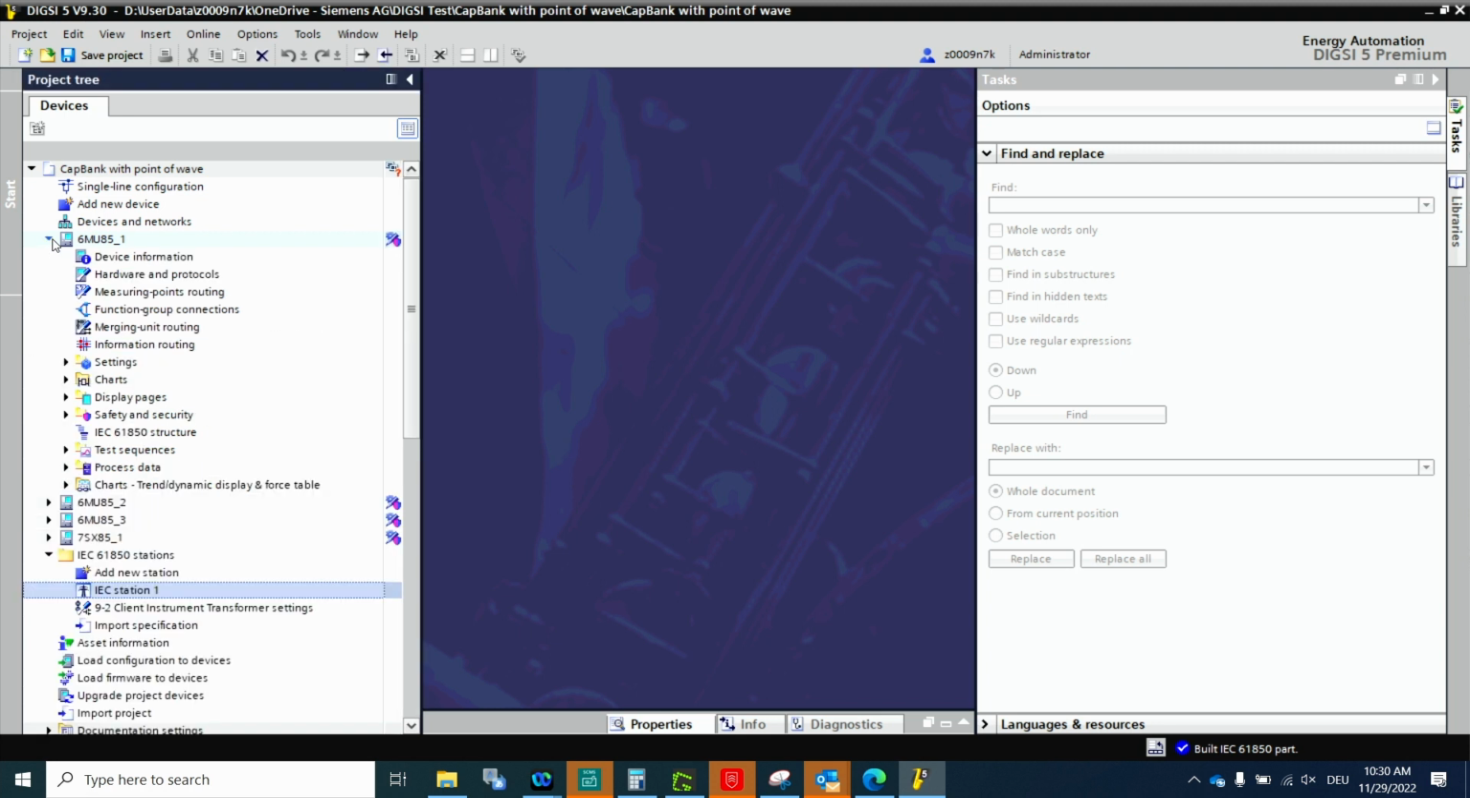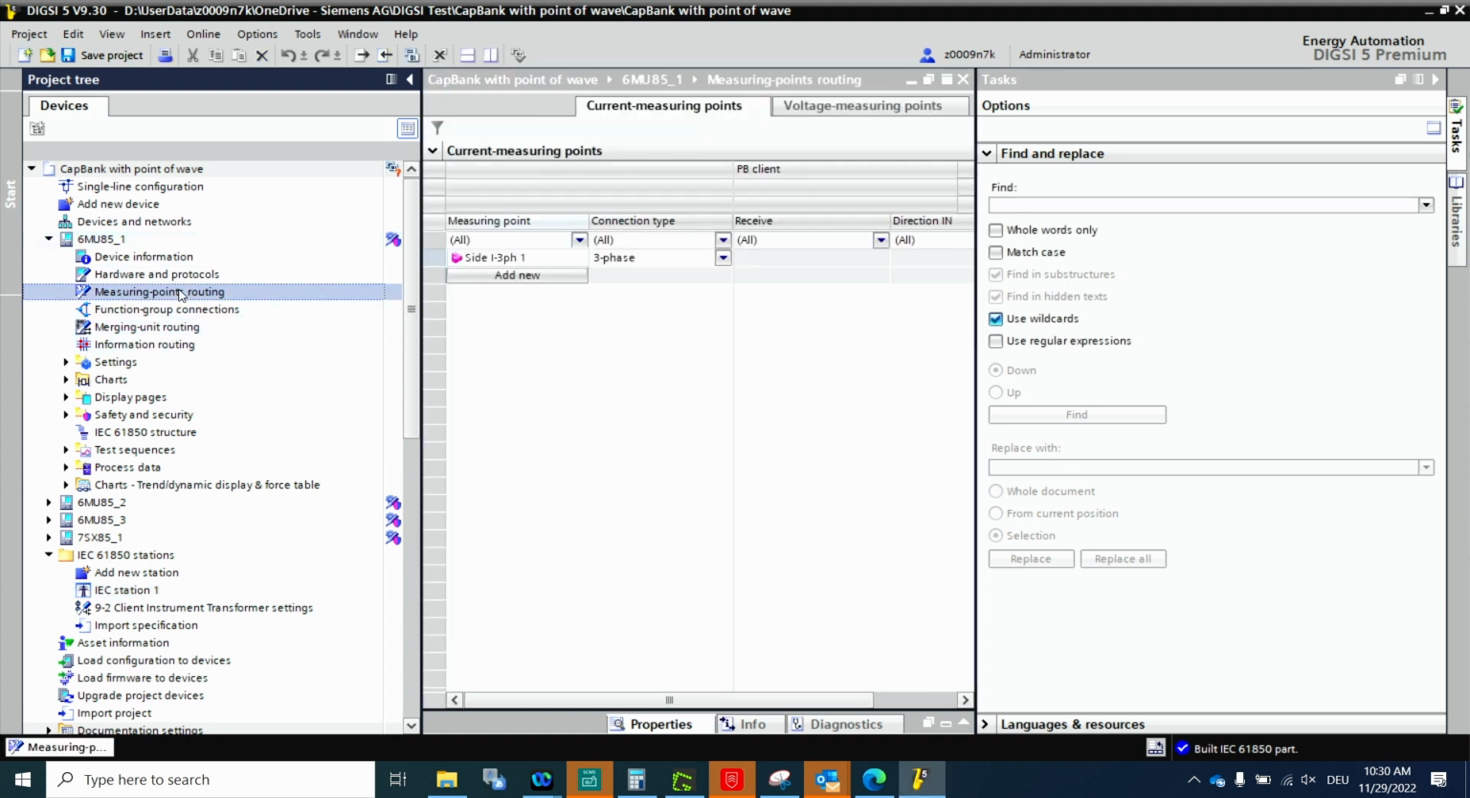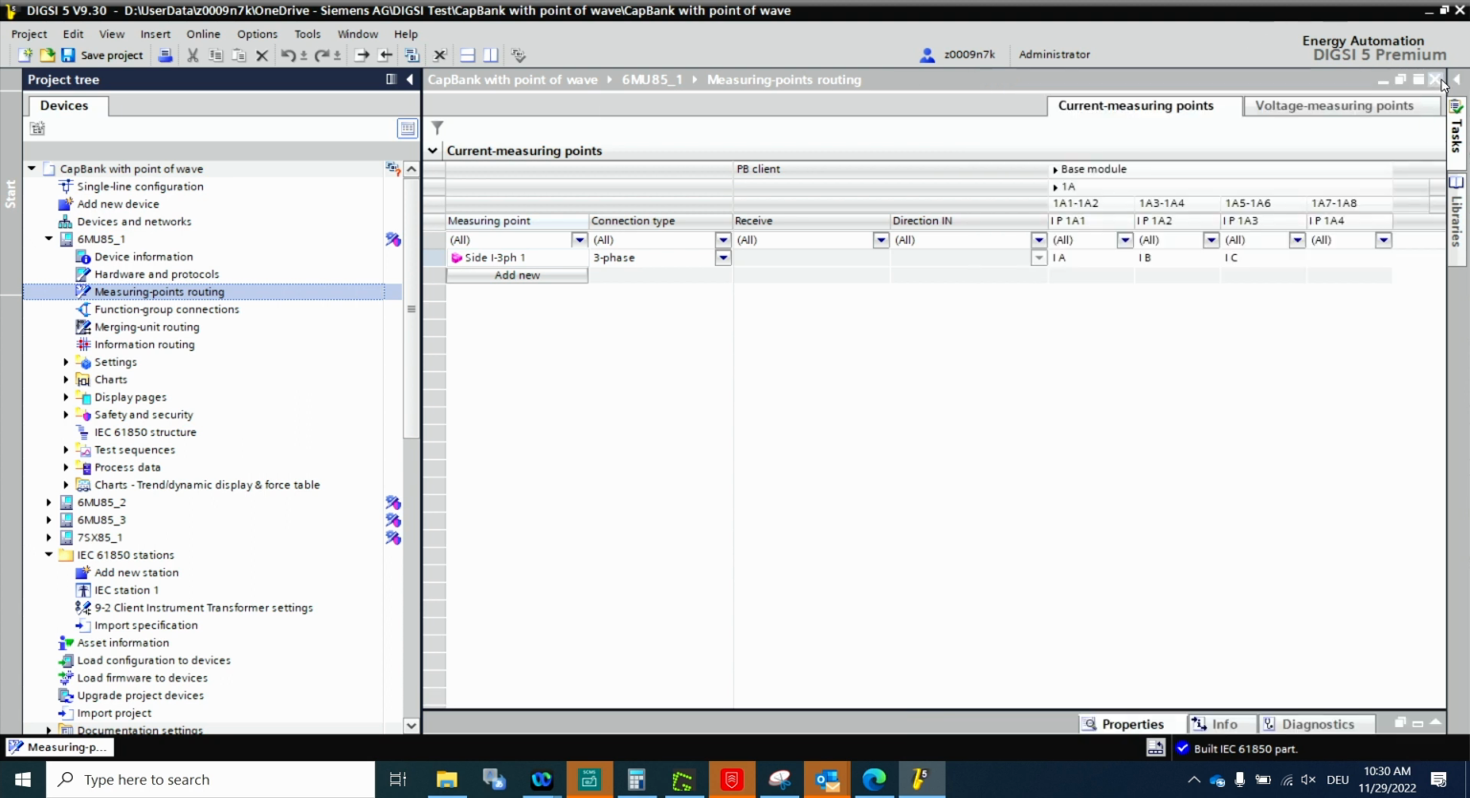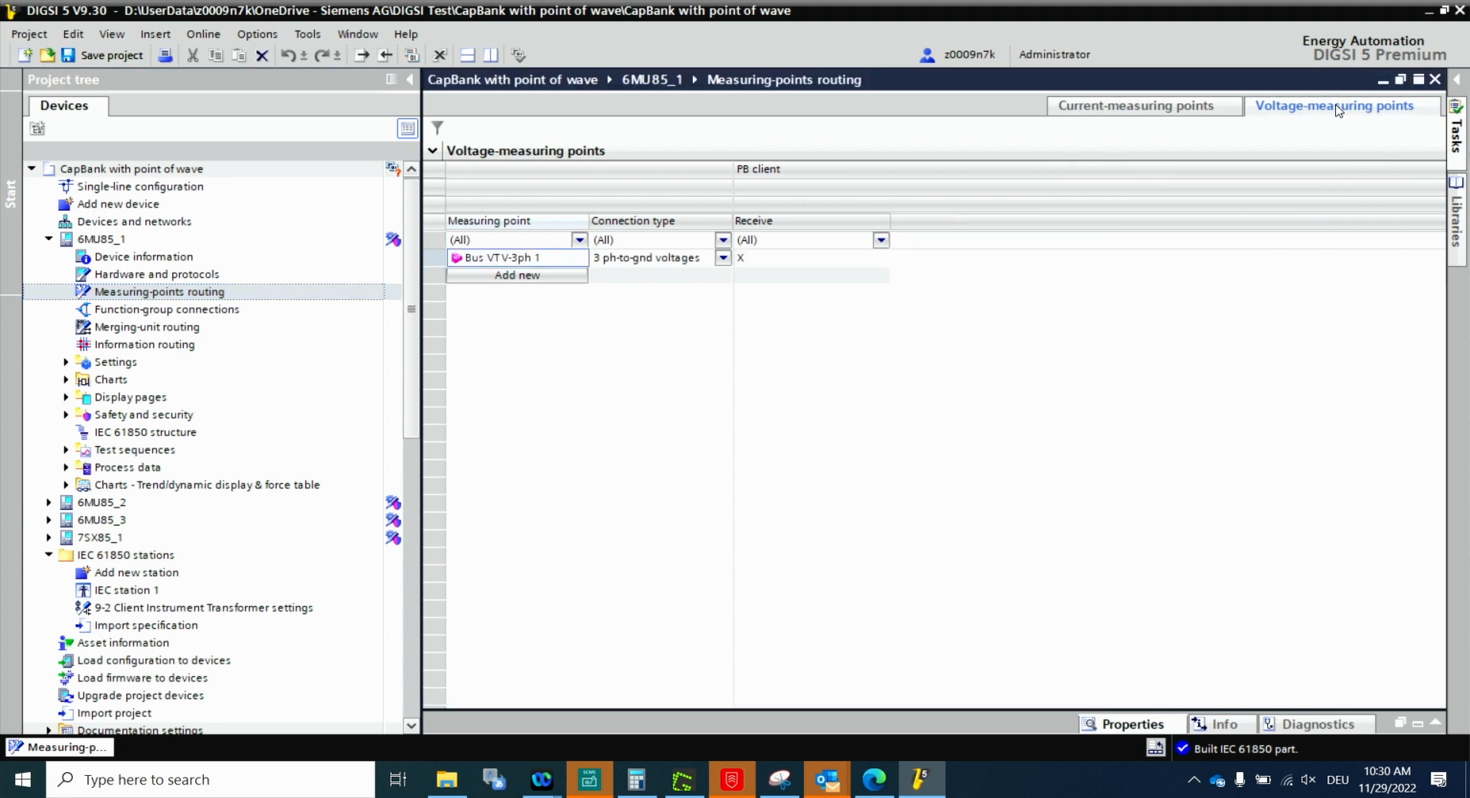6MU85_1 that is going to stream the current close to the switchgear, which is used for the differential protection. Here in the measuring point routine, the current related with this current transformer can be found. This merging unit has also the task to execute the point-of-wave switching, for that a reference voltage is required. In the voltage measuring points, we have the voltage related with the busbar voltage.